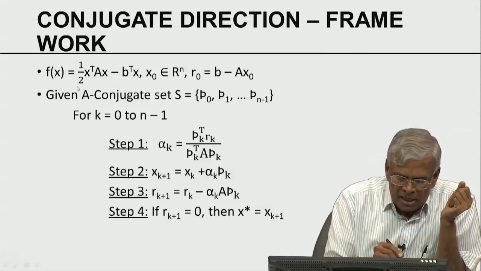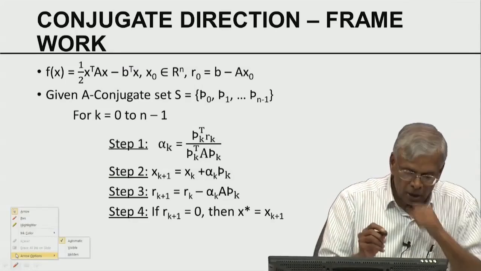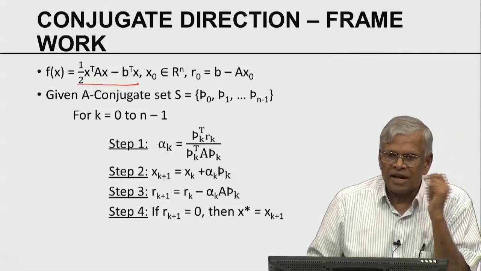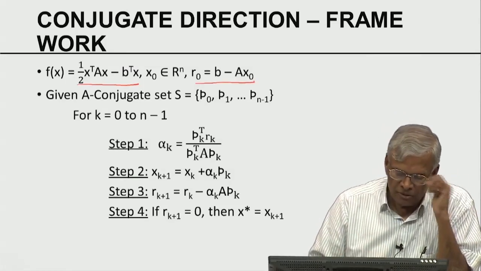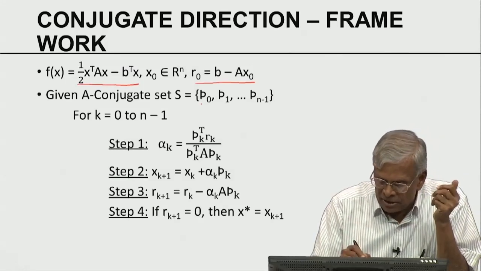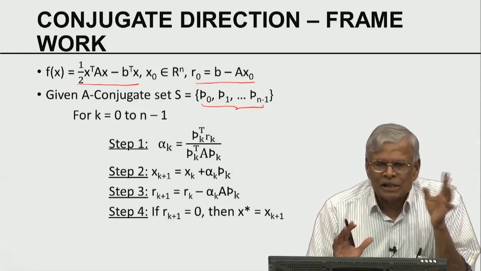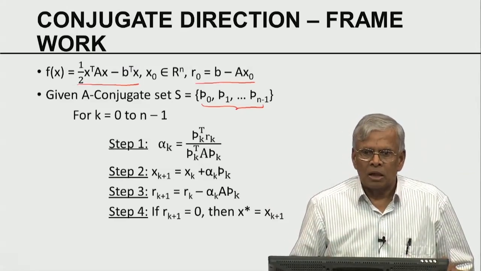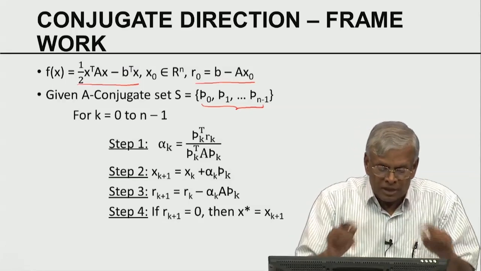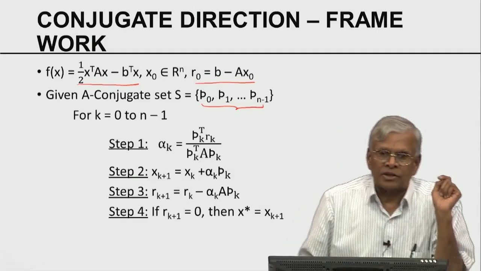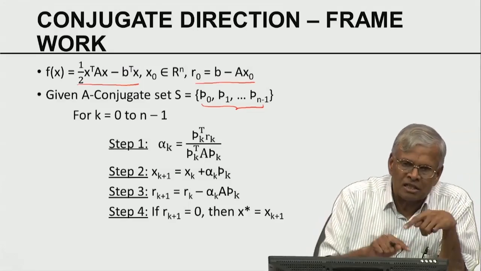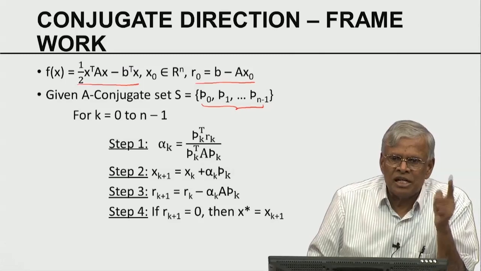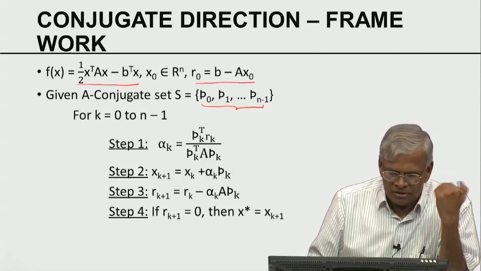So let me summarize this now. Let f of x be one half of x transpose A x minus b transpose x. R naught is b minus A x naught. Let us assume I am given a set of n A conjugate directions. The whole analysis depends on the existence of the n conjugate directions pre-specified, given to us. So, if somebody gives me a set of n A conjugate directions, where A is the matrix of the quadratic form, where A is a symmetric positive definite matrix, then from the above analysis, what can we do? I can try to minimize each of the g alpha k for k running from 1 to n. That is exactly what is being done here.